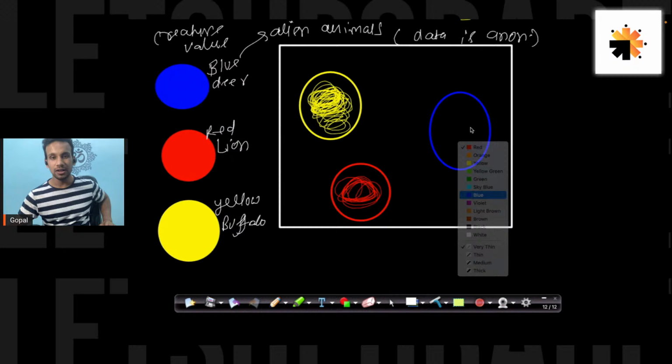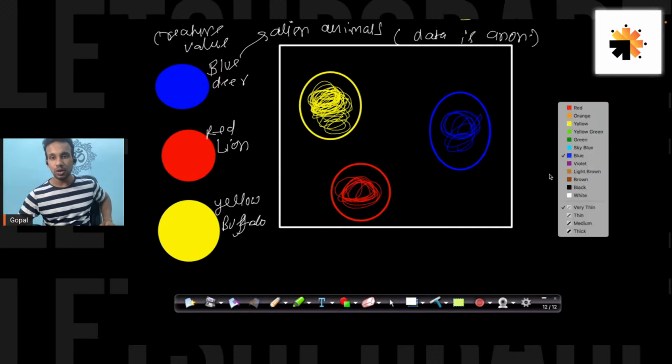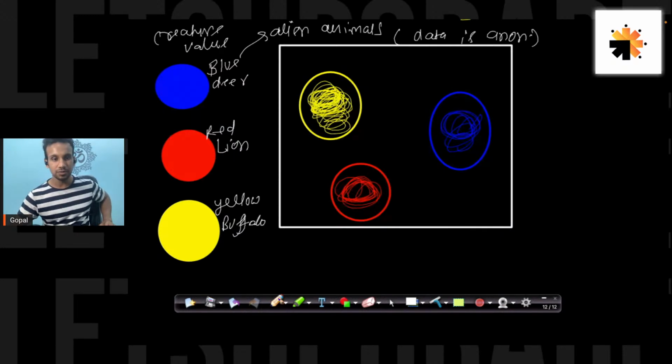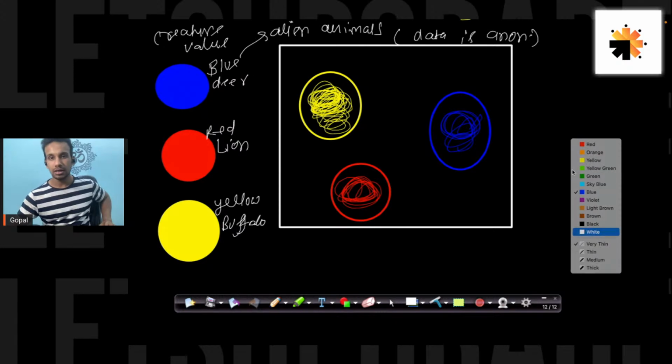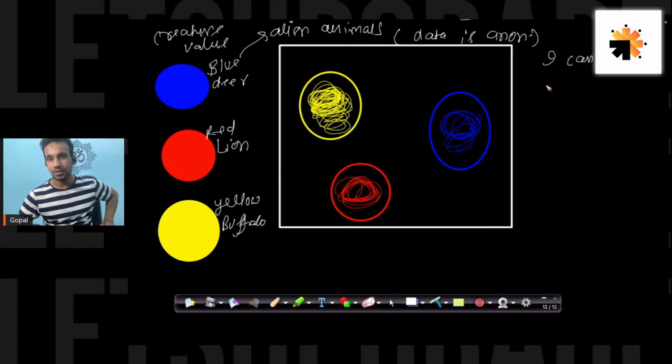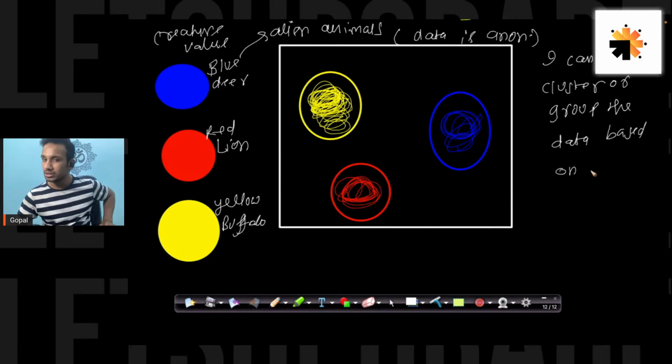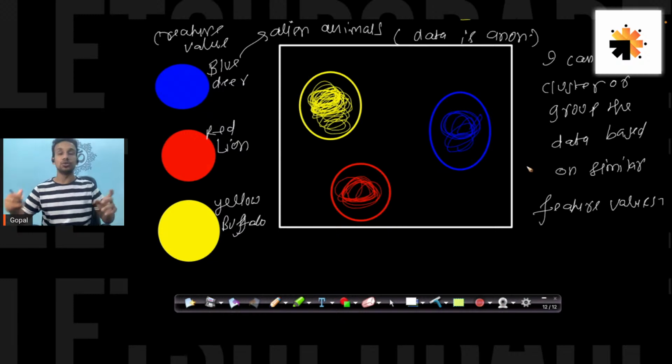Which are looking alike. Let's make sure to write it here. I can cluster or group the data based on similar feature values. This kind of system is known as an unsupervised machine learning system.